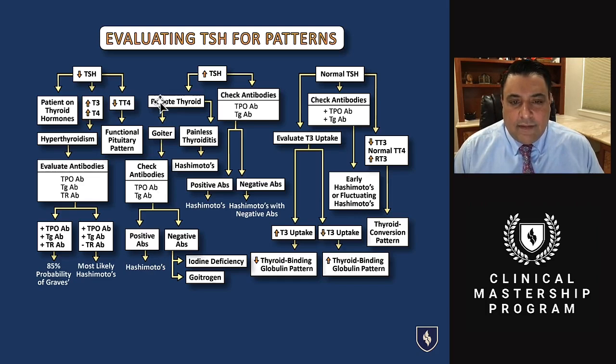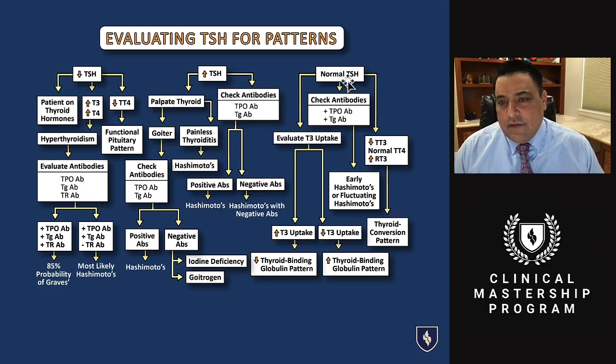If the antibodies are negative and they have an active goiter and high TSH, that's when you're thinking of iodine deficiency or environmentally induced goitrogens that can throw off the thyroid. But again, these are not as common as Hashimoto's. And then if you have high TSH and the thyroid's painless, that goes back into Hashimoto's. If someone has high TSH and there's pain in the thyroid gland, it's an infected thyroid gland. That's like a viral thyroiditis. So be aware of that.